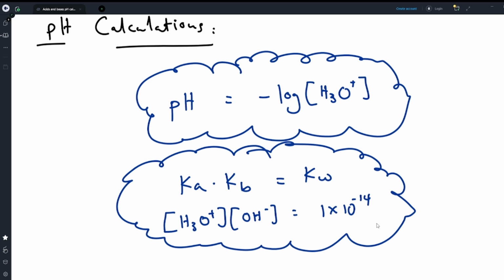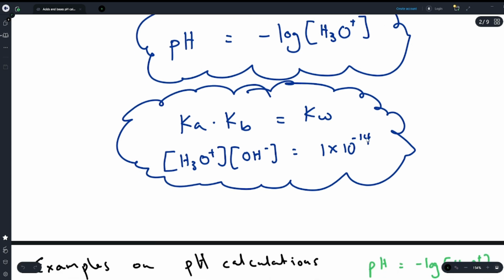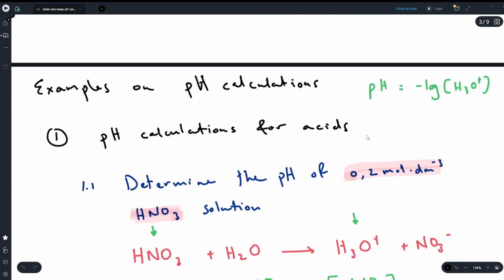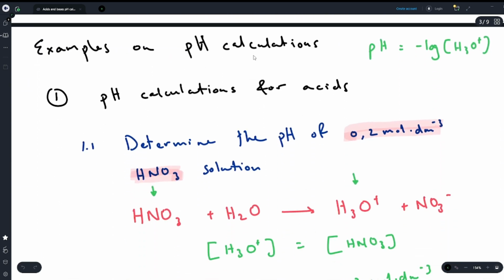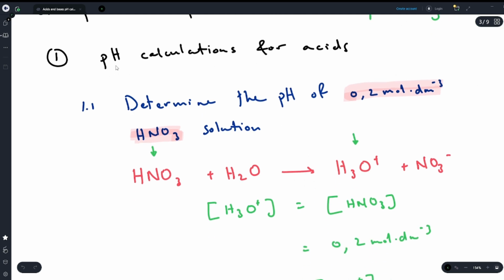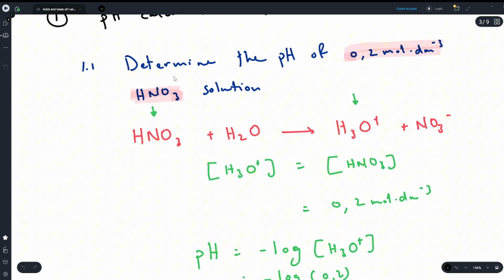So examples that we're going to take a look at shortly, they are going to show us firstly an acid, so we'll only be sticking to the use of this first formula. Then later on with a base, so then we'll end up using both these equations to deal with it. So let's begin with the pH calculations for an acid. Right? So examples in pH calculation. As you can see, titled here, pH calculations for acids. Let's start off with this first question.